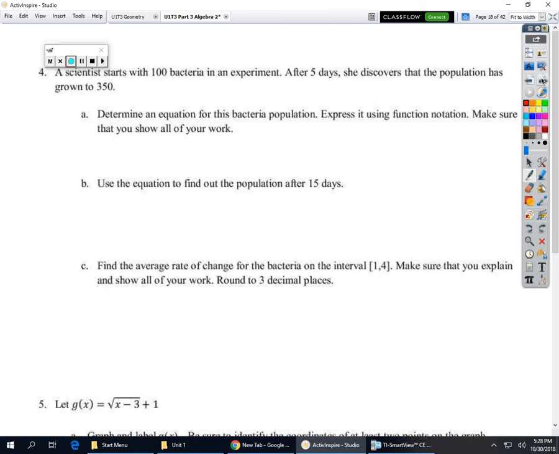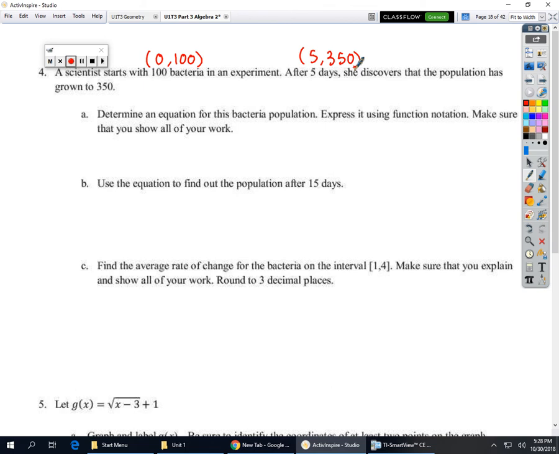So a scientist starts with 100 bacteria in an experiment. So you start with 100 bacteria. This would be represented by the point (0, 100). After 5 days, she discovers that the population has grown to 350. This is represented by the point (5, 350). So determine an equation for this bacteria population, expressing it using function notation, and show all of your work here.